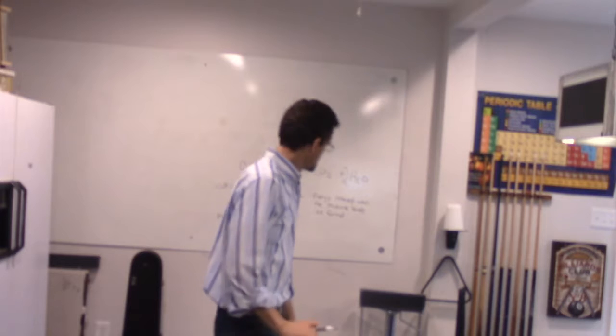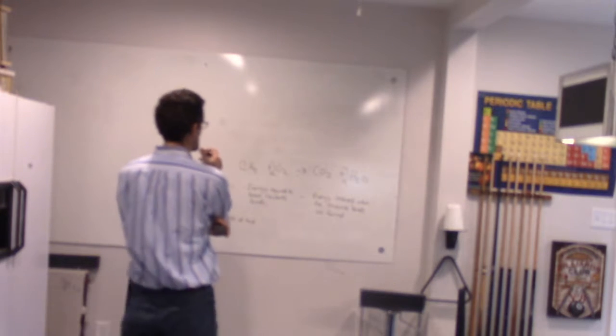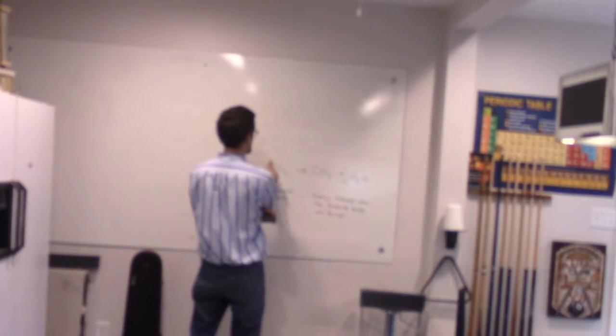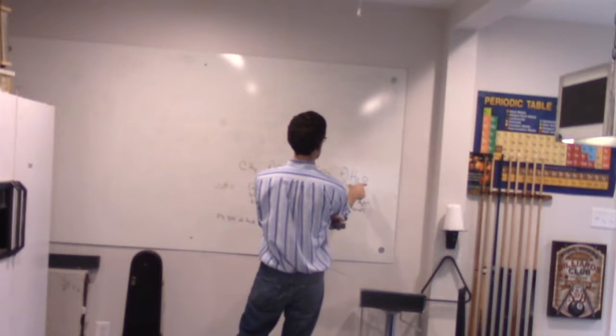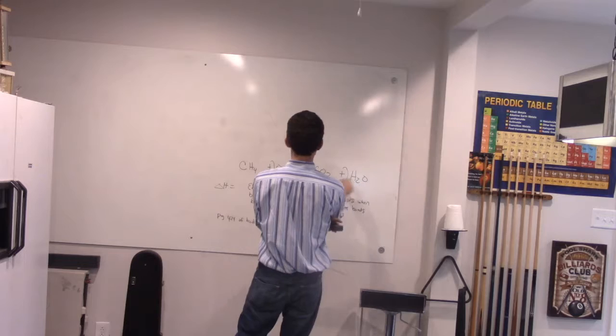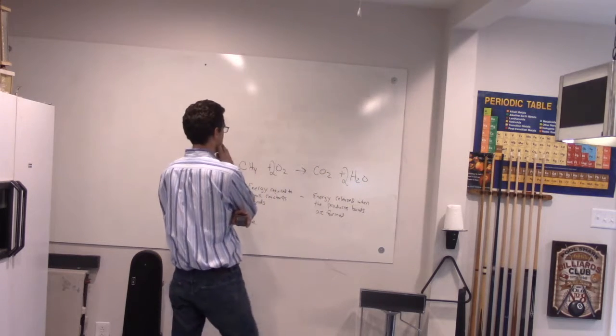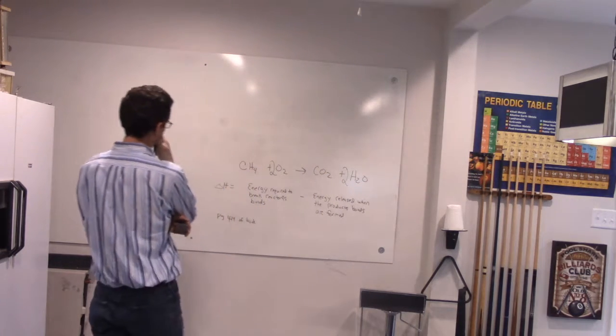Wait, well now we have... I don't think we need 2 here. Yeah, because you'll have 4 oxygens. We have 4 oxygens up here. Okay, yeah, we have 4 oxygens. Okay, 4 oxygens here. All right, very good.